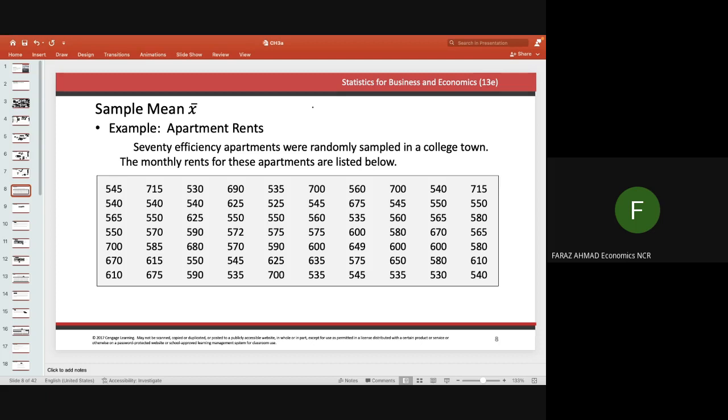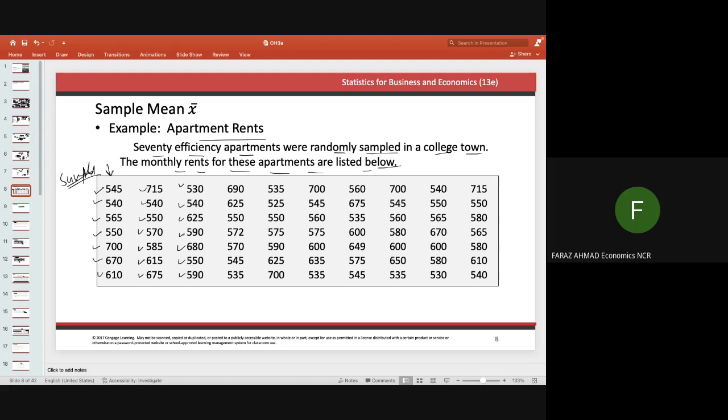So suppose we have apartment data, and there are 70 efficiency apartments that were randomly sampled in a college town, and the monthly rents for these apartments are listed below. These are all monthly rents of 70 apartments, and it's a sample, right? So we have already assumed it's a sample.